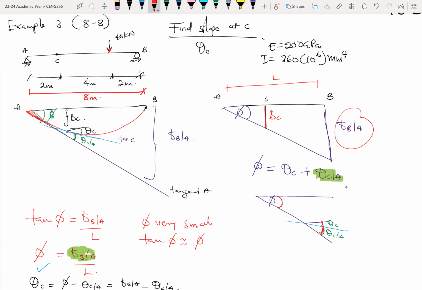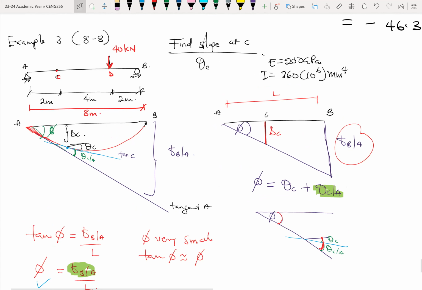And we have a load of 40 kilonewtons at 2 meters from B. Then we have this point of interest to us. Let's call that point C. Maybe where the load is, we can call that point D. And we are to find the slope at C. So that's find theta C. That's what we are supposed to find, not theta CA, not theta CD, not theta CB. Find theta C.